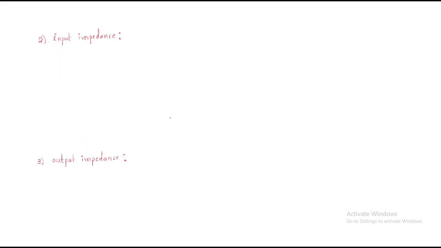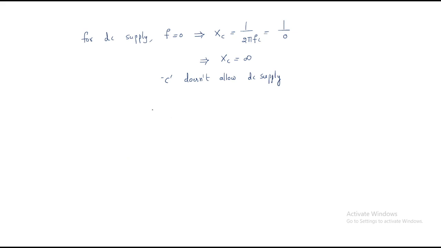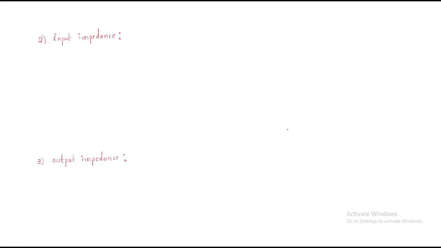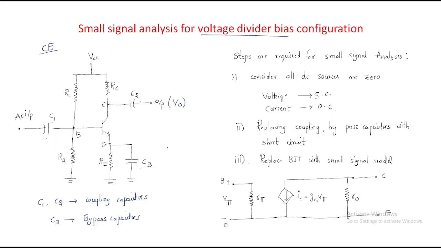For an AC supply, there is some frequency, so XC equals 1 by 2πfC, which has some finite magnitude. So it will be low resistance and allowable for the AC supply. That is the importance of these capacitors.